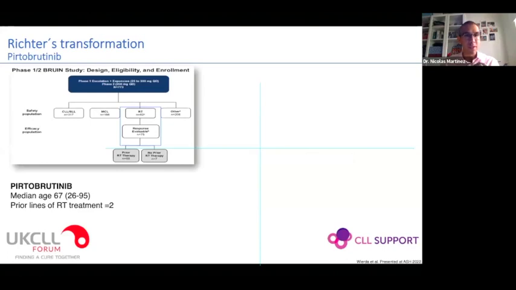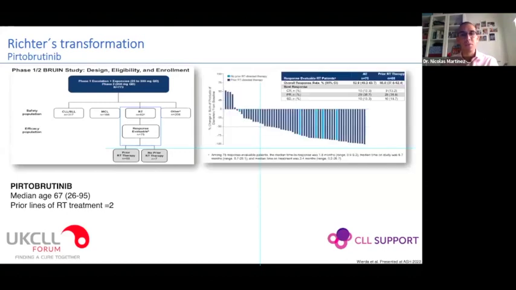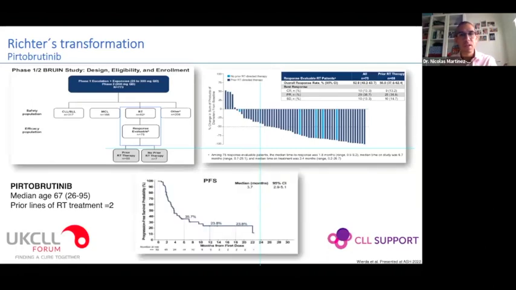The median lines of treatment for Richter's is 2, so it's a heavily pretreated population, and you can see the waterfall plot showing many patients achieving a response, with an overall response rate of nearly 50%, which is not bad at all. And the progression-free survival is about 20% at nearly 2 years of follow-up. So if you look at the curve of R-CHOP in R-CHOP-fit patients, this is not very different, and bear in mind this is a heavily pretreated population. So I think this is a very good option.